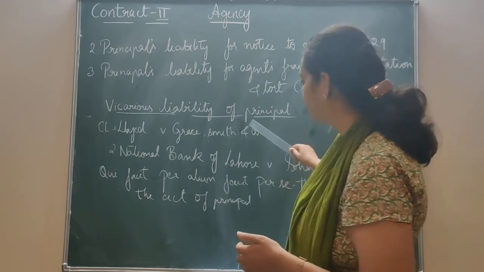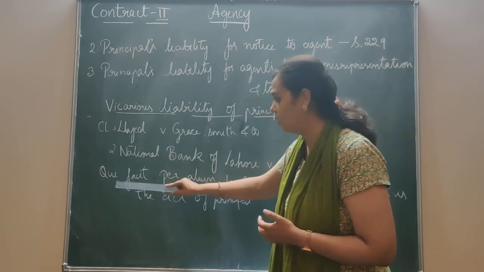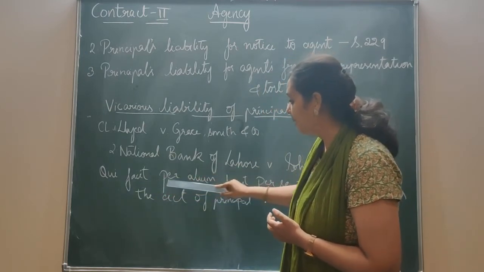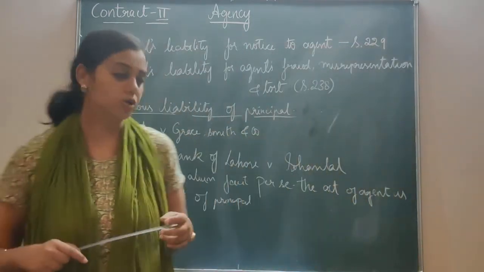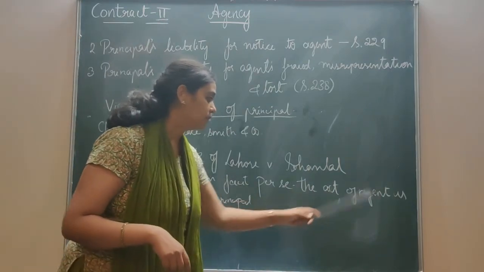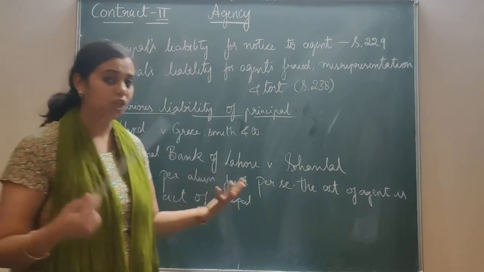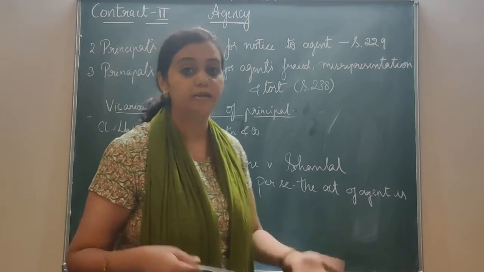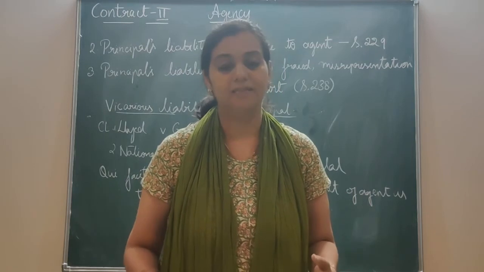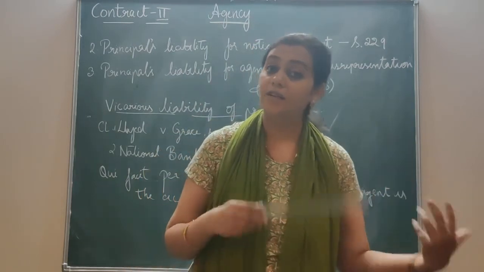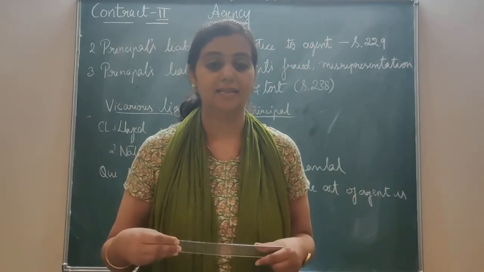Before going into the case laws, we'll just see one maxim. This is quite an interesting maxim: Qui facit per alium facit per se. This is an important maxim which you also need to mention. It means that the act of the agent is the act of the principal. So whatever the agent is doing becomes the act of the principal. The principal is bound by the acts of the agent. If he is authorized to do so, then the principal becomes liable for his acts.